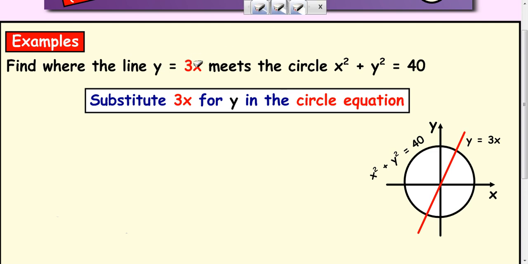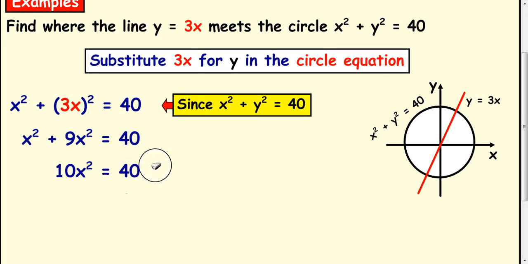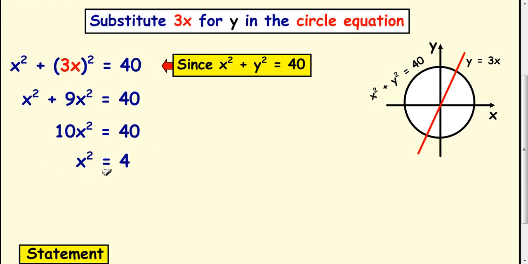When you're substituting this value in here, it's important to put it in brackets like this. Otherwise, you might forget to square the 3, and you only square the x, and you write 3x squared. The 3 needs to be squared as well, so that goes to x squared plus 9x squared equals 40. 10x squared equals 40, obviously, from this here. Divide by 10, so you get 4. And remember, you get a plus and minus value here when you square root, plus 2 or minus 2.